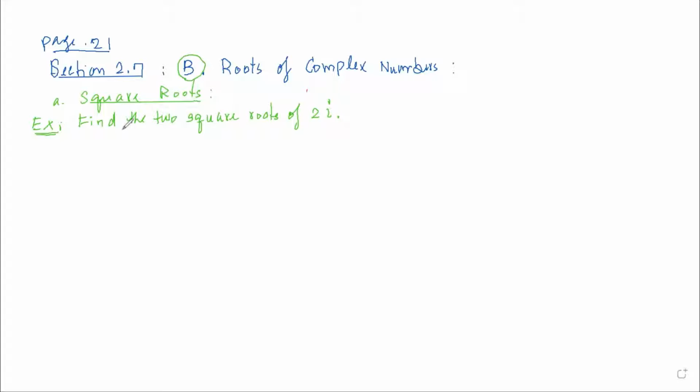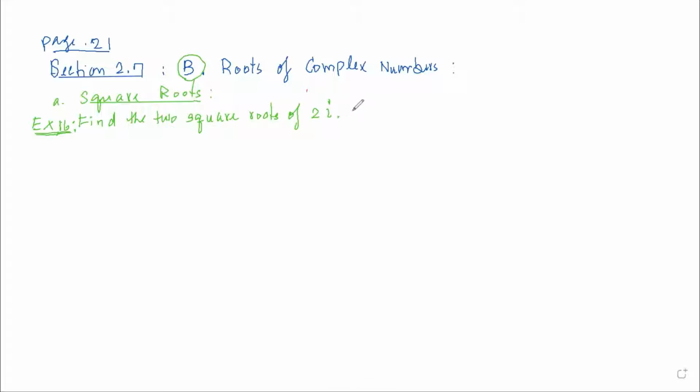Find the square root of a complex number. See the example, you go to page 21, example 16. Okay, you can see that, but I will give you a different way to do it. But now we go according to your handout first. Example 16: find the square root of 2i.